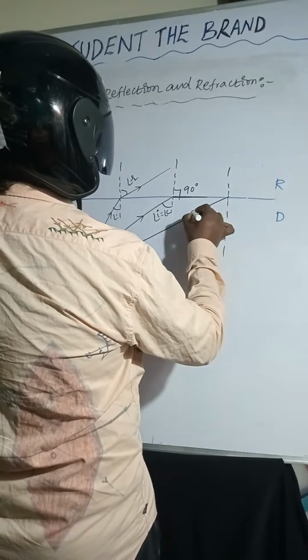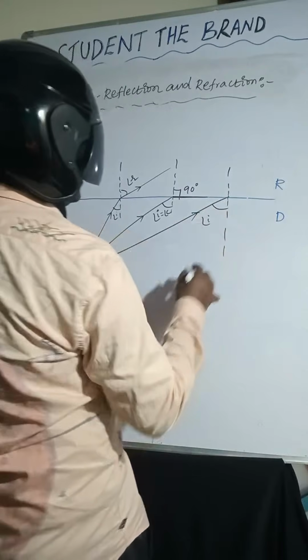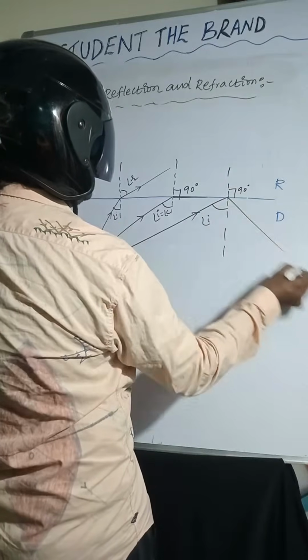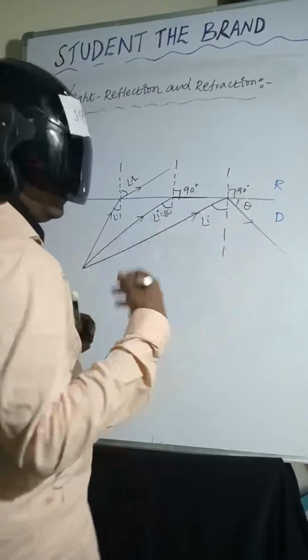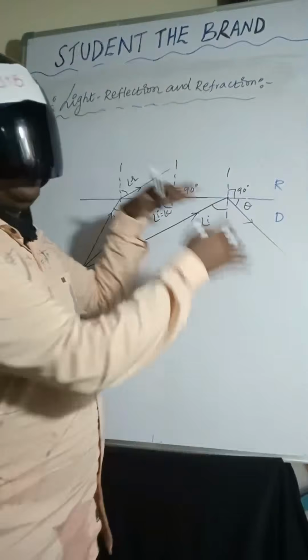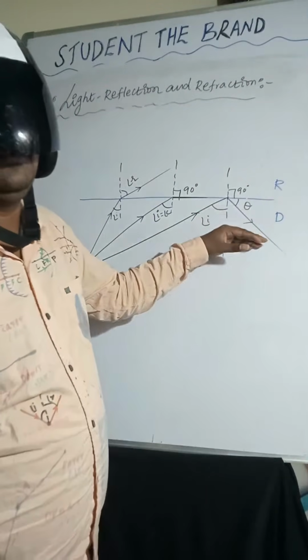So at a certain angle of incidence, the refracted ray makes more than 90 degrees. So 90 plus theta makes more than 90 degrees. Then the light ray will reflect back into the same medium.